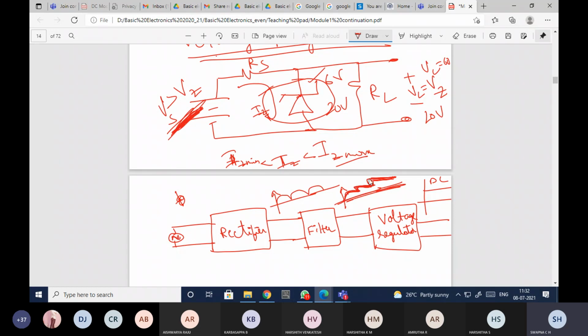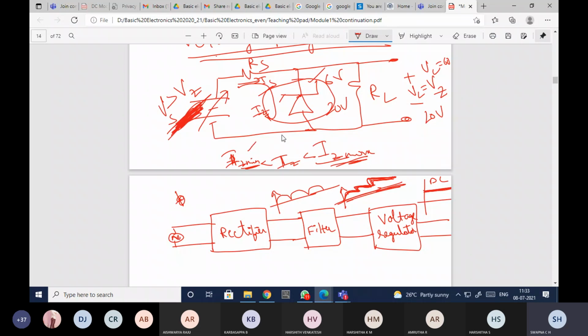When I give this filtered output to the voltage regulator, even though there are changes in the input, which as I mentioned should be greater than Vz, the voltage across the Zener diode will be kept constant. That's how I get the constant DC voltage. As I change Vs, the current through the device, Is, increases, and Iz also increases. Iz should be maintained in between Iz minimum and Iz maximum.